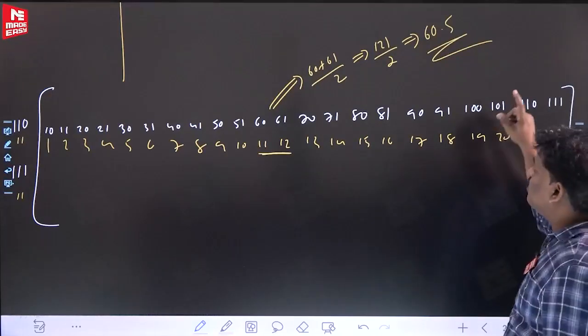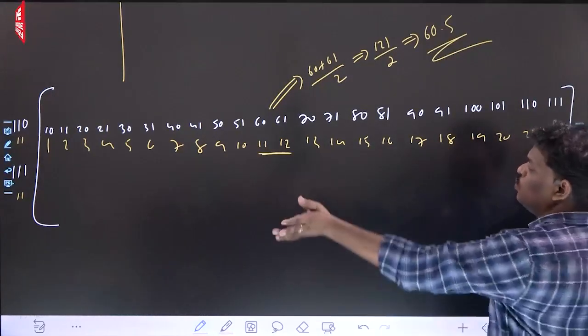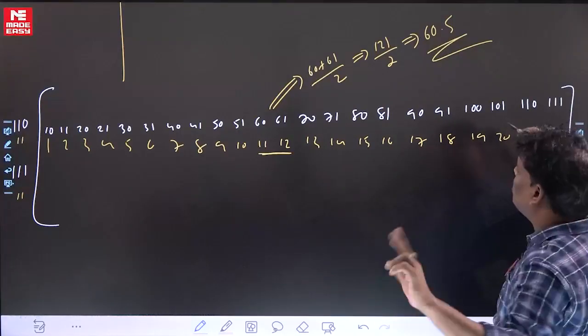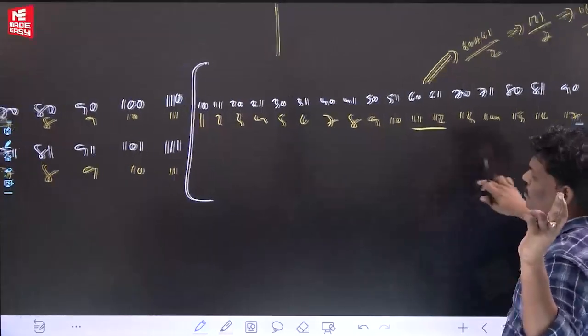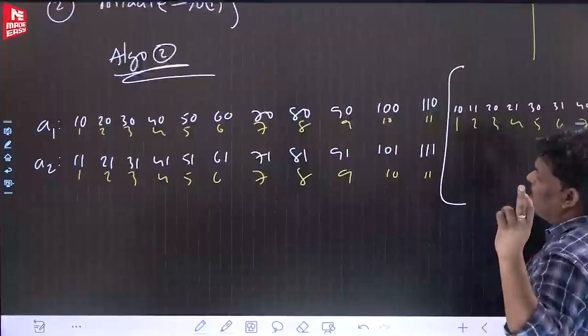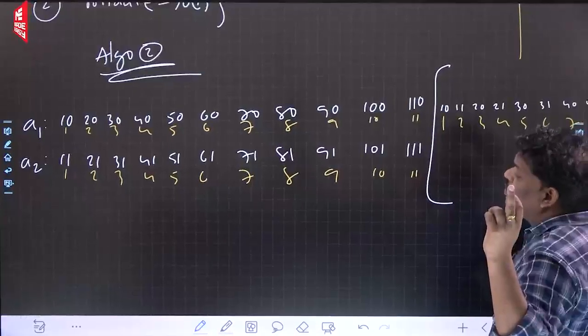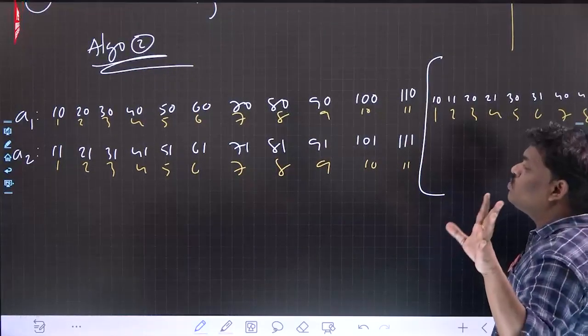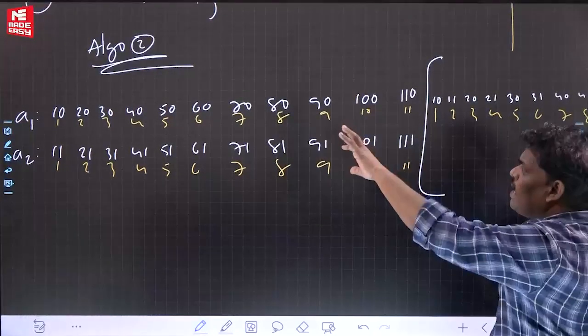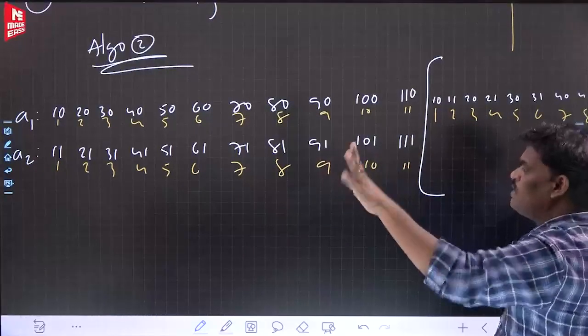Using the second algorithm, can we get this or not? Let's check. The answer to this problem, the median, is 60.5. Can I get the same thing using Algorithm 2? I will try. One way of solving this problem is to just do the merge algorithm, and the time complexity is going to be 2n, which is order of n.